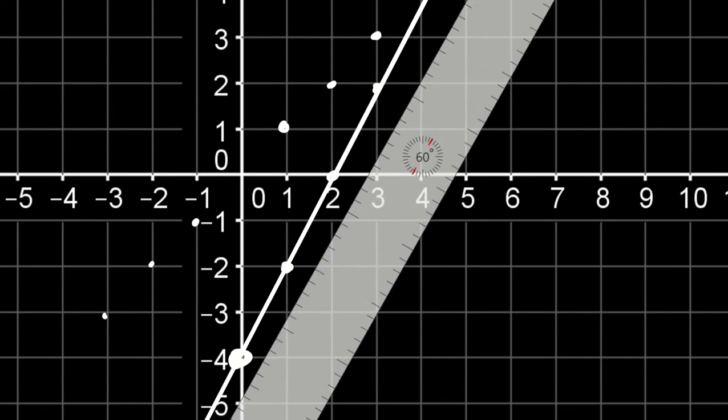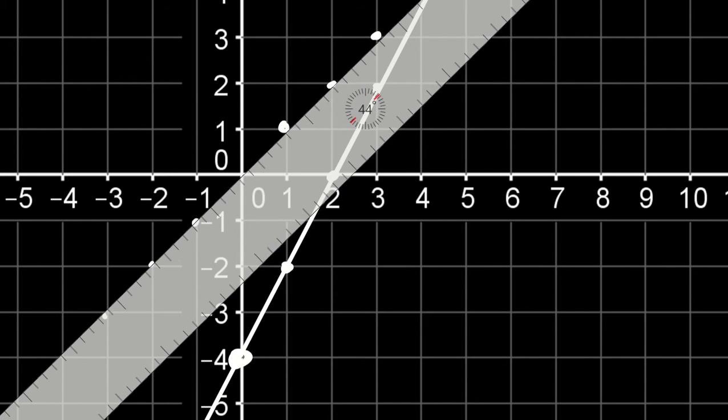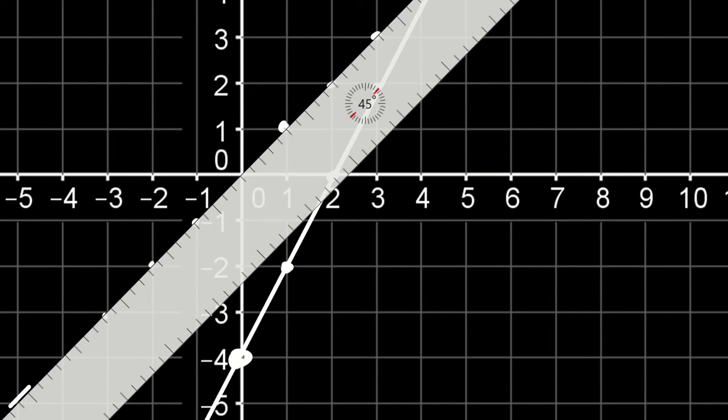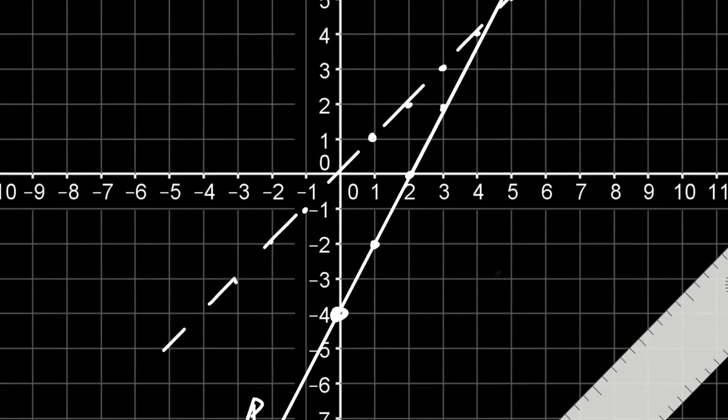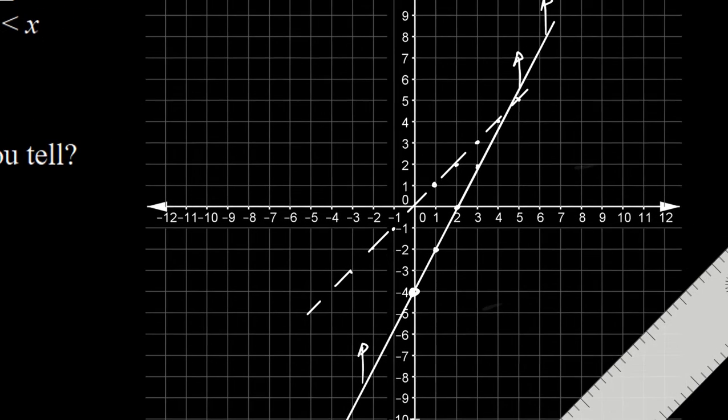Now this did not say "or equal to," it was just y's less than this. So this I'm going to draw as a dashed line, indicating that all of the points on this boundary are not part of my solution. And it did say y's were below that.